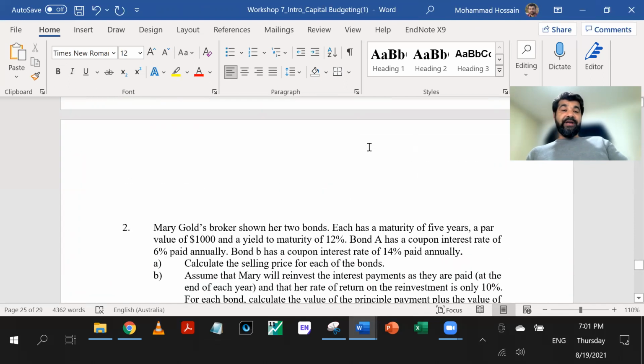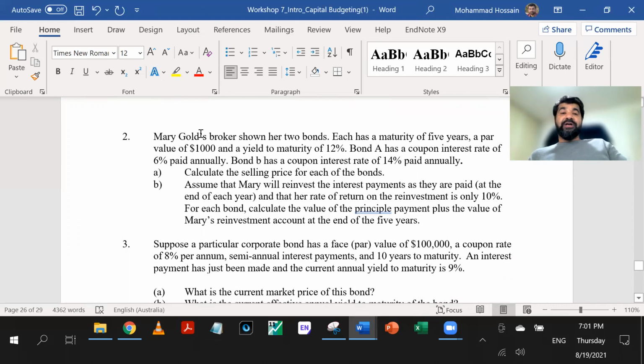Okay, let's move on to the next one. Marigold's broker has two bonds. Each has a maturity of 5 years, a par value of 1,000, and a yield to maturity of 12%. Bond A has a coupon interest rate of 6% paid annually. Bond B has a coupon interest rate of 14% paid annually. Calculate the selling price for each of the bonds. Assume that Mary will reinvest interest payments as they are paid at the end of each year.